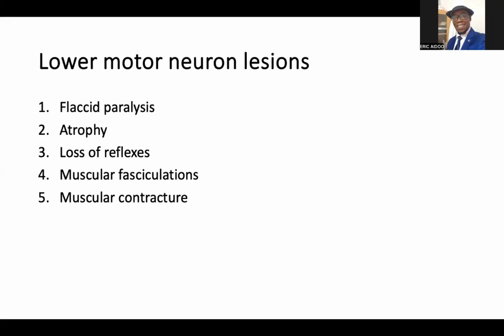If you have a lower motor neuron lesion, you are going to have these characteristics: flaccid paralysis, atrophy, that's muscle atrophy, because the muscle is not active, then loss of reflexes, muscle fasciculations, and then muscular contracture.